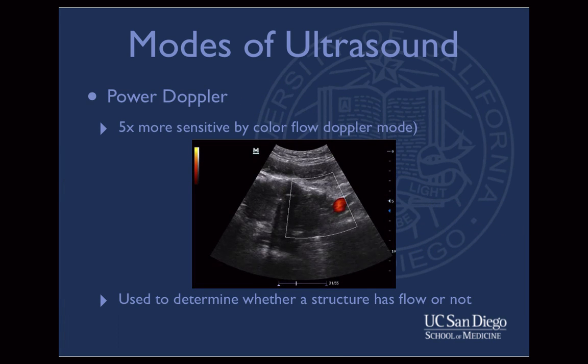Power Doppler is a very sensitive mode of Doppler imaging, which is 5 times more sensitive than color flow mode. This is useful to determine the presence or absence of blood flow in low flow organs.